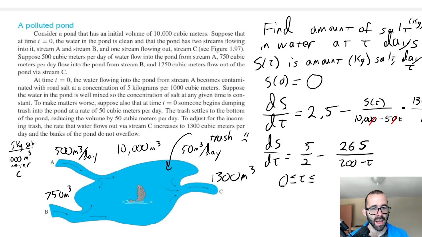We're not curious about the past. The past, the pond was clean until these yahoos came in, started yucking trash in. And then this model is not valid past 200 days, right? In fact, as we get close to 200 days, this gets a little sketchy. All right, so we're only looking from t in this interval. We should have done that earlier.